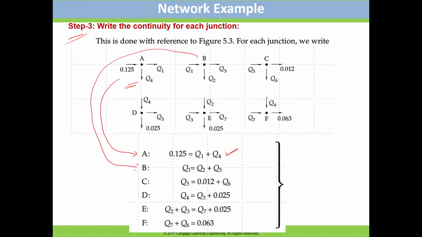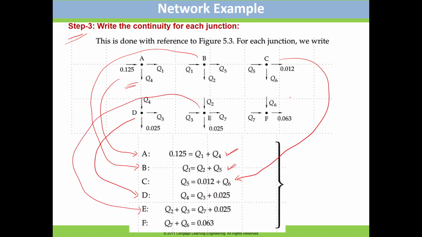Similarly, for nodal point B, we can write that Q1 equals Q2 plus Q5. And similarly we can write for nodal C, for nodal D also, for nodal E, and then for nodal F, which is here. So we can write the continuity at each nodal point. Now see how many equations these are: 1, 2, 3, 4, 5, 6.